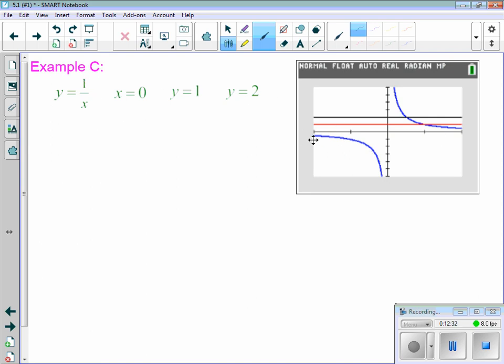So your 1 over x, you got a piece down here and a piece up here. X equals 0 is also known as the what? Y-axis. Okay, x is equal to 0 at every point on the y-axis. So that's like this line here. And it goes all the way up and down. Y equals 1 and y equals 2 you have on there.